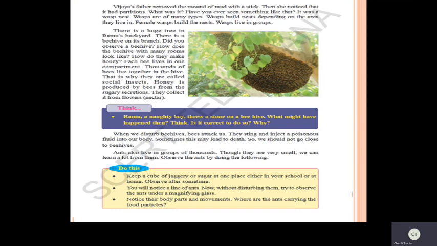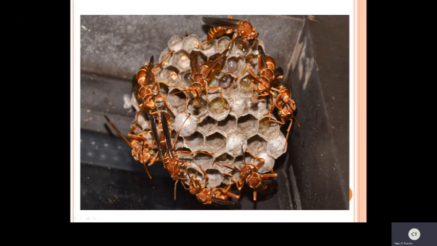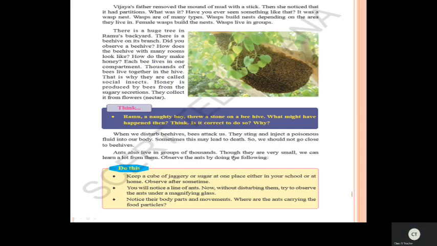Vijaya's father removed the mound of mud with a stick. Then she noticed that it has partitions. Now, have you seen the partitions here? Yes. What was it? Have you ever seen something like that? It was a wasp nest.